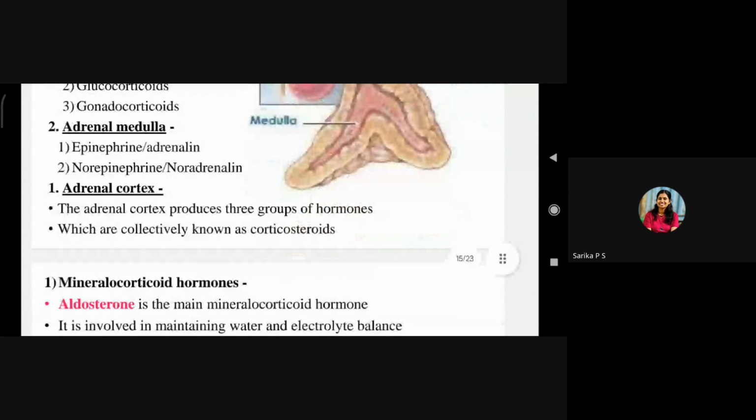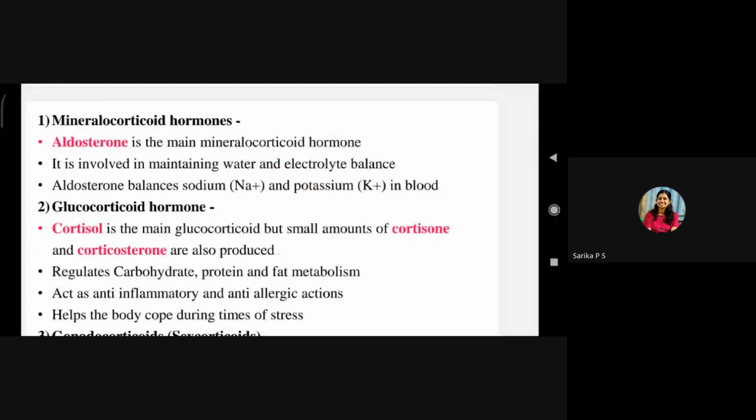Now, each hormone in detail. Mineralocorticoid is produced by cortex. Aldosterone is the main mineralocorticoid hormone. It is involved in maintaining water and electrolyte balance. Aldosterone balances sodium and potassium in blood. So among mineralocorticoids, aldosterone is the main.